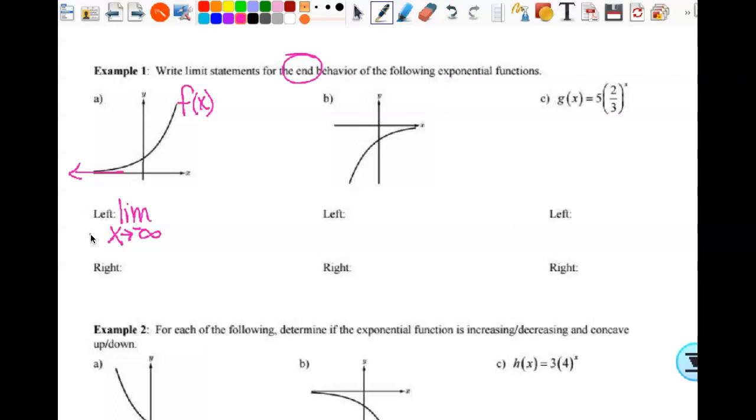So the limit as x approaches negative infinity of f of x, so that's next to it, equals what? As x approaches negative infinity, what is f of x approaching? 0. Then the limit as x approaches infinity of f of x equals what? Infinity. We agree with that?